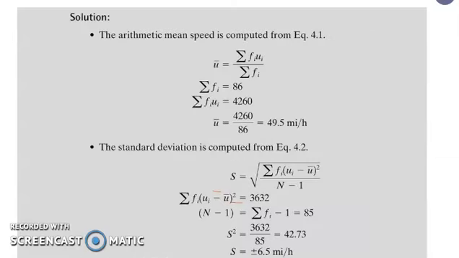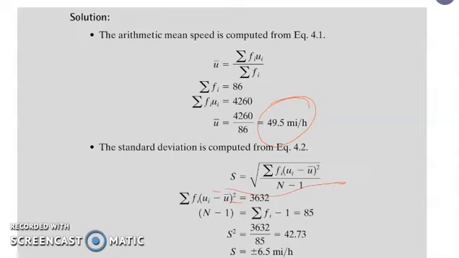Then you can solve now for your arithmetic mean speed. Using the formula, mu bar is equal to the summation of f sub i, u sub i, all over the summation of f sub i. You simply have to substitute the values, and you get your arithmetic mean speed, which is equal to 49.5 miles per hour. Then you can get the value for the standard deviation using this equation.